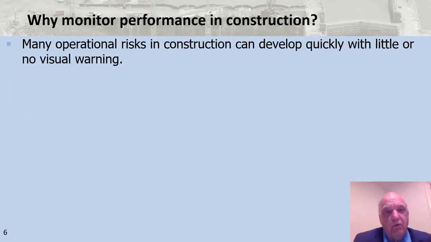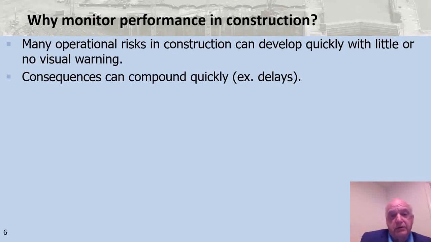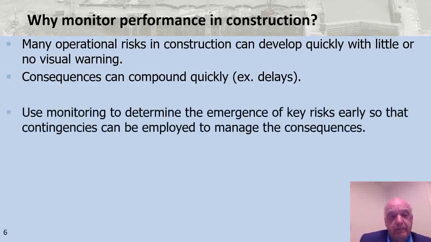So a little more on why we monitor performance during tunneling construction. Many of the operational risks we face in tunnel construction can develop very quickly with little or no visual warning. And I'll give you an example of that in a minute or two. The consequences can compound quickly. An example might be something that seemingly is relatively small, but it creates a significant delay. And if we're on a project in which there are multiple contractors working, those delays may compound into millions of dollars of claims.